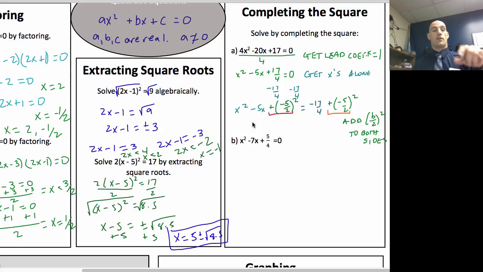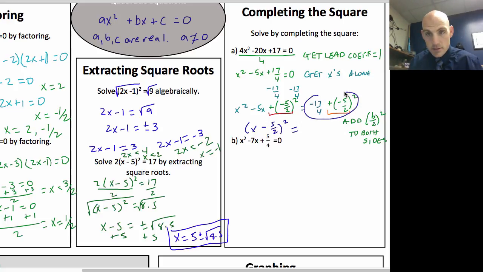Because I know from when I was doing the factoring that I wanted two things that multiplied together to get AC and added to B. Well, now my square looks like this, x, and this is going to be my b over 2. So in my parentheses, my square is now completed by b over 2. And that's going to be equal to this sum right here. So negative 17 over 4 plus 5 over 2, negative 5 over 2 squared would be 25 over 4.